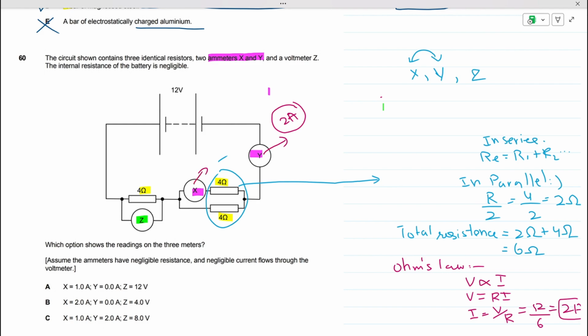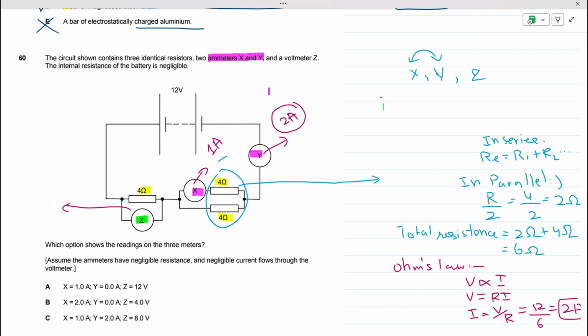Okay, fine. And now we are supposed to find X. X would give us the reading of 1 ampere, because when this 2 ampere is passed through these two resistors, the 2 would be divided by 2, so 2 by 2 would be 1. So 1 ampere would be passed through each of these two resistors. So now we have the value of Y, which is 2 ampere, and X, which is 1 ampere. Now we are supposed to find Z.